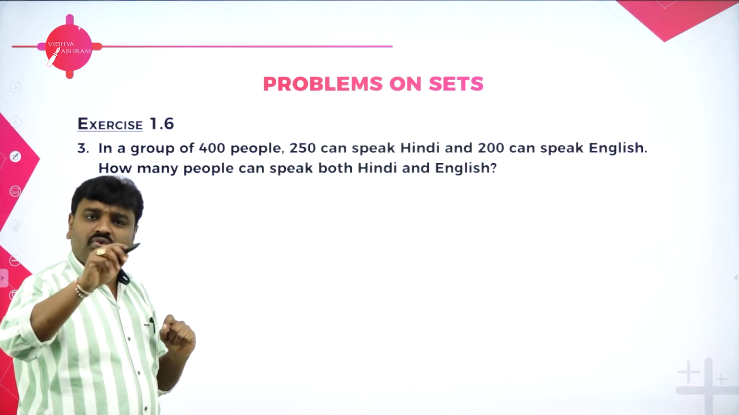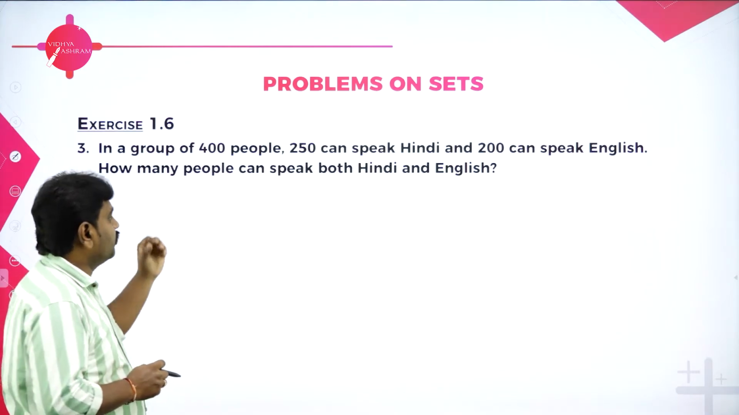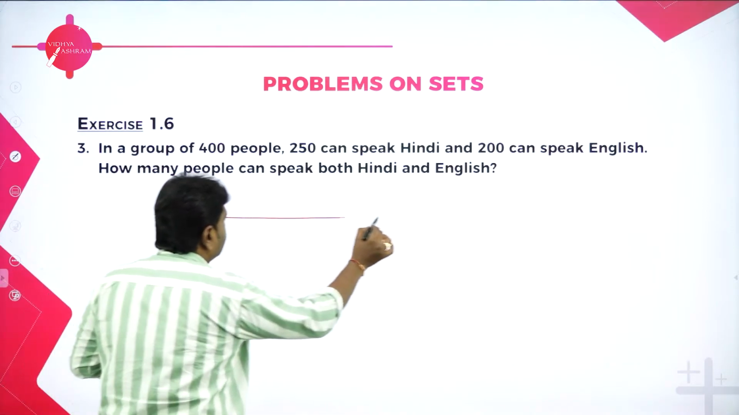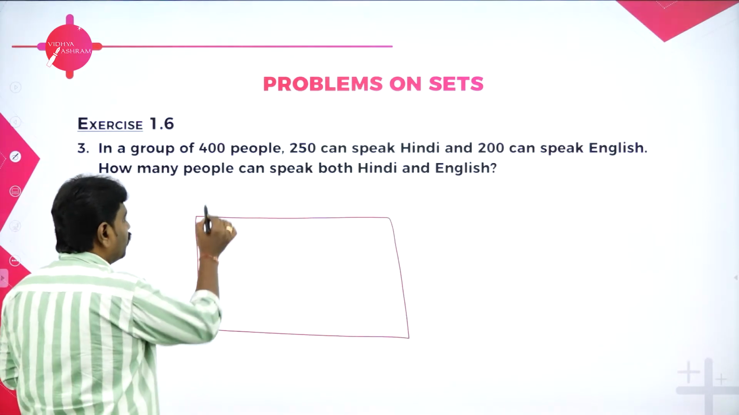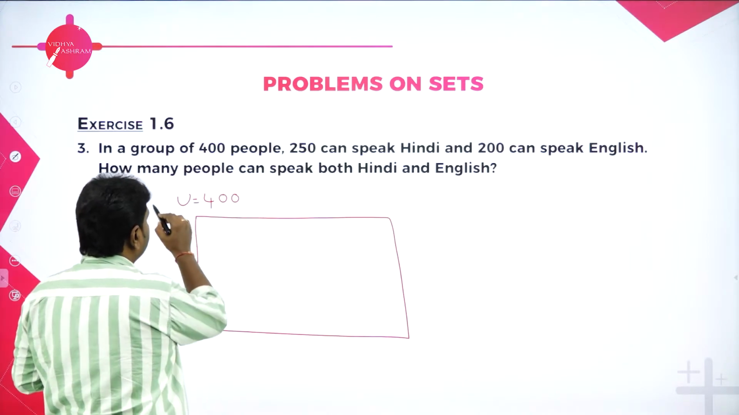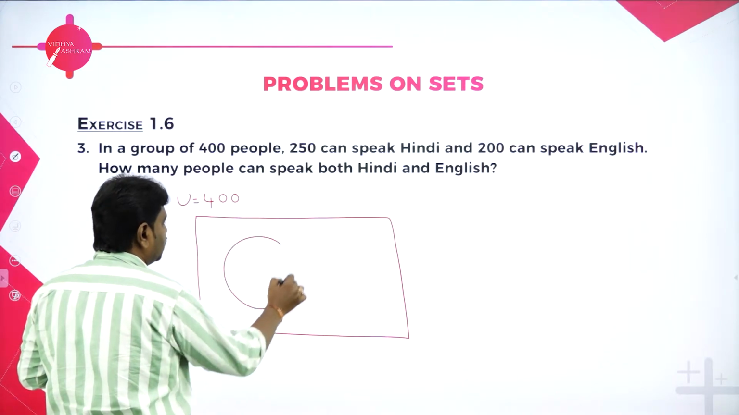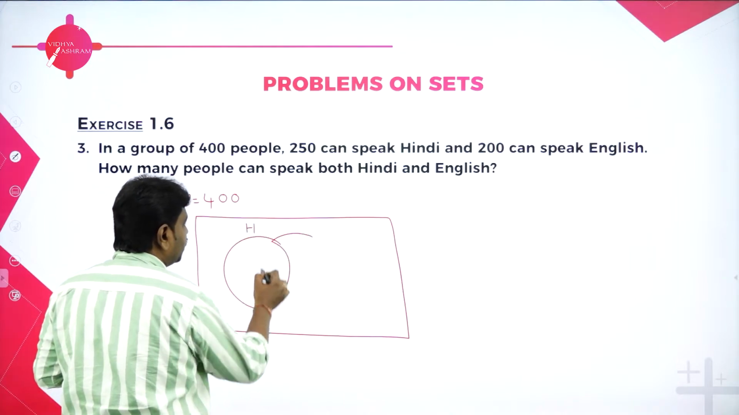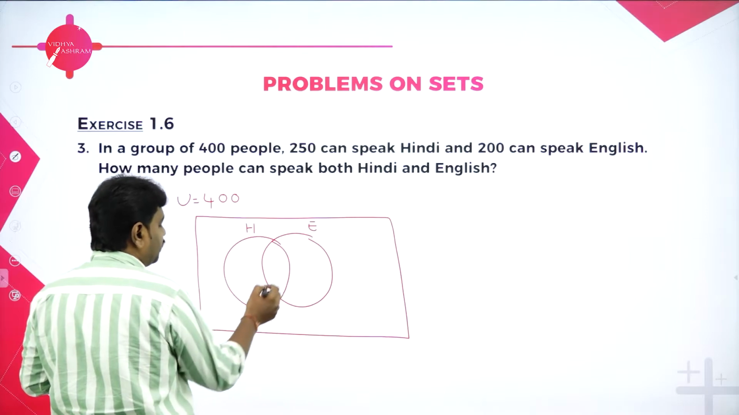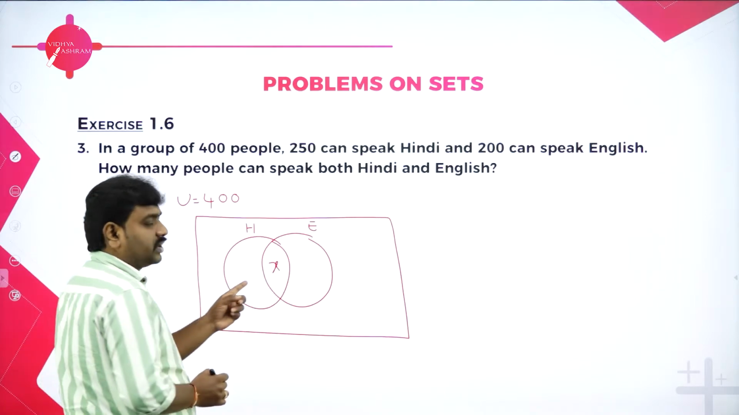They will specify to use a Venn diagram and solve. And now this also we can solve by the Venn diagram method. So total they give 400. U is 400. Union is also 400. And then two sets are there. One is Hindi speaking. The other one is English speaking. So I should draw a perfect circle. X is common. X is what?